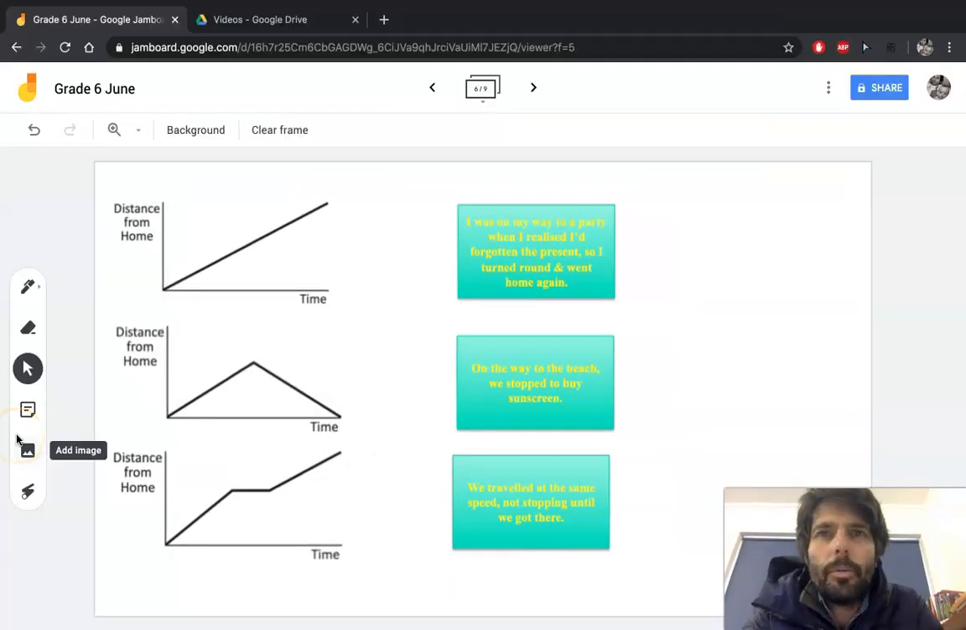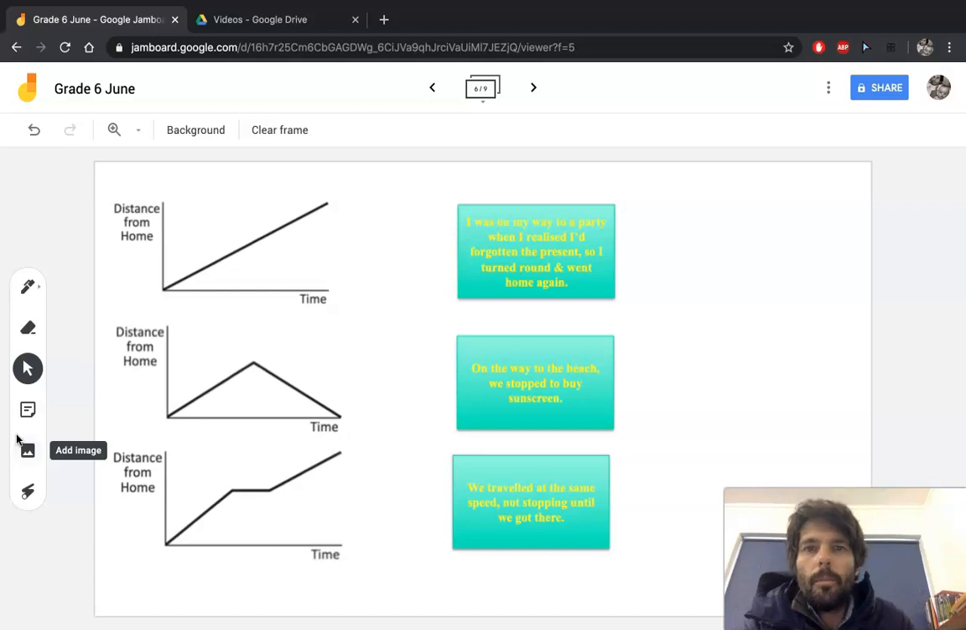Okay, let's have a look at the first description. I was on my way to a party when I realized I'd forgotten the present, so I turned around and went home again. Now, we've already discussed in the previous travel graphs that the further you get away from home, the steeper the graph climbs, and then when it goes back down again, it means that you're going back closer to home. So I'm going to say that the first description is going to join with the middle graph. Let's see what the other descriptions say. Perhaps I've made a mistake.